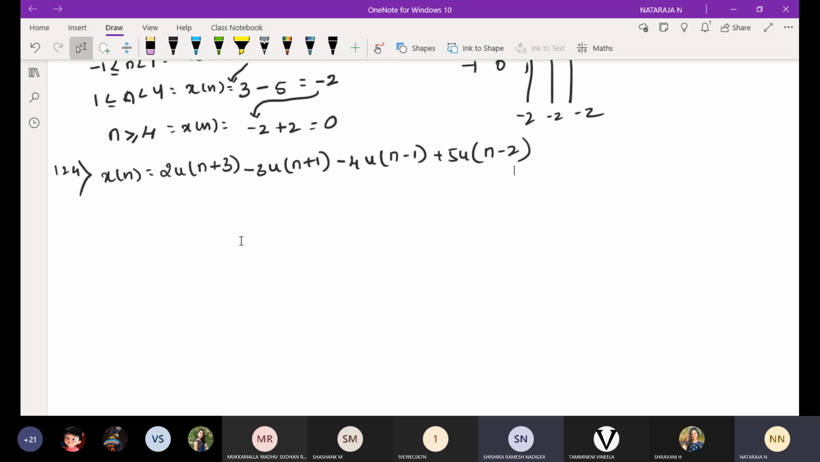Sir, x of n is equal to 0 for n less than -3. Minus 3 less than or equal to n less than -1, where x of n is equal to 2. Minus 1 less than or equal to n less than 1, where x of n is equal to 3. No, -1, sir. 2 minus 3 you will get -1. 1 less than or equal to n less than 2, where x of n equals -5. N greater than or equal to 2, where x of n equals 0.